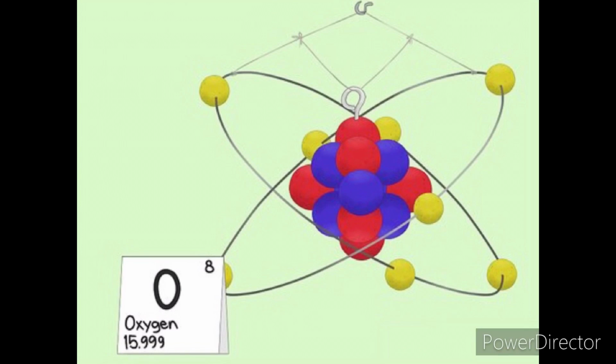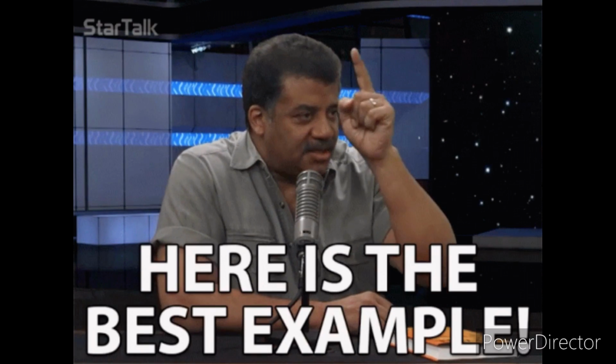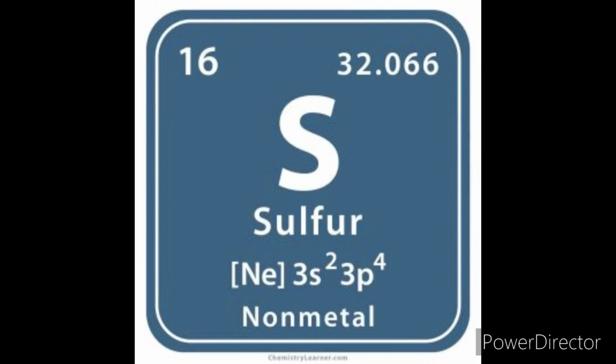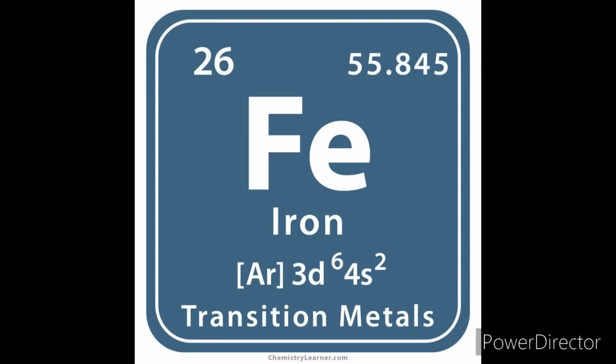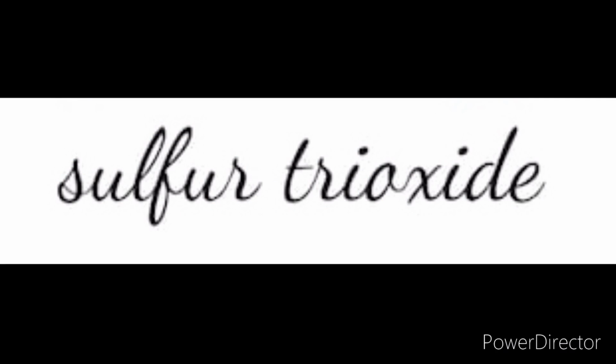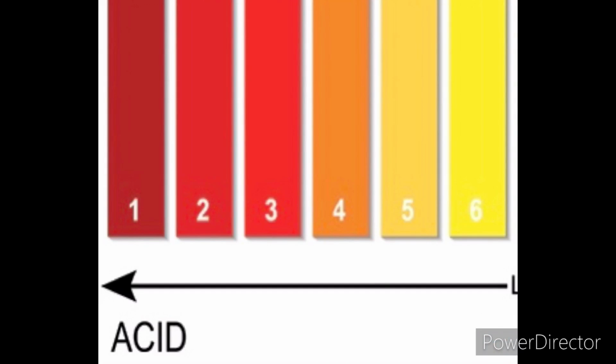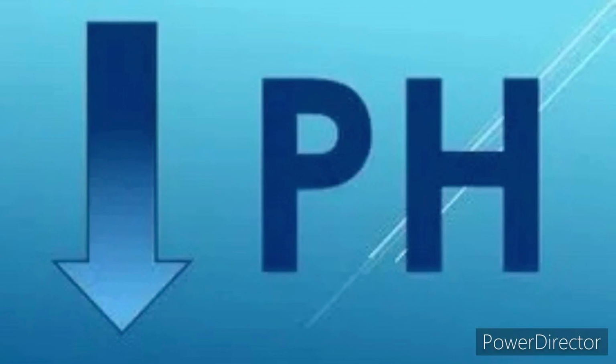To begin with, we have to be clear that we need an oxygen atom plus an atom of some element of the periodic table. Let's see an example. For this example, we will use sulfur, the nonmetal, and iron, the metal. So, for the sulfur plus oxygen, we would have sulfur trioxide. This would be considered as a nonmetal oxide. It tends to be more acidic, therefore, we can consider that it has a pH lower than 7.